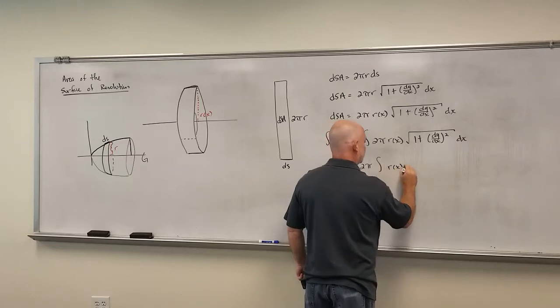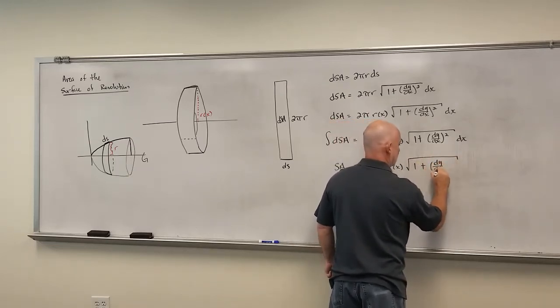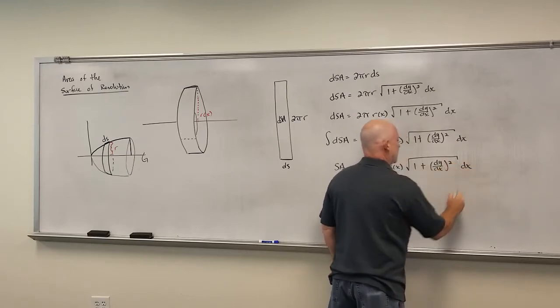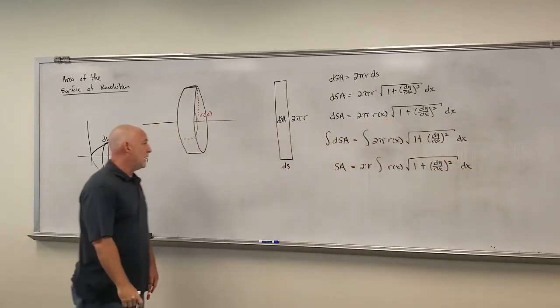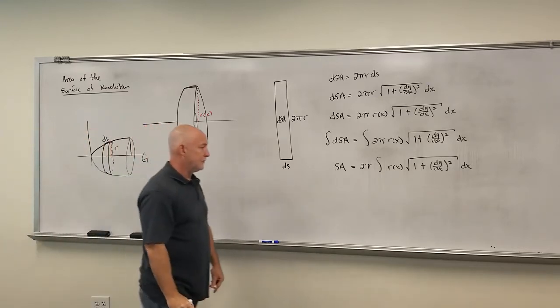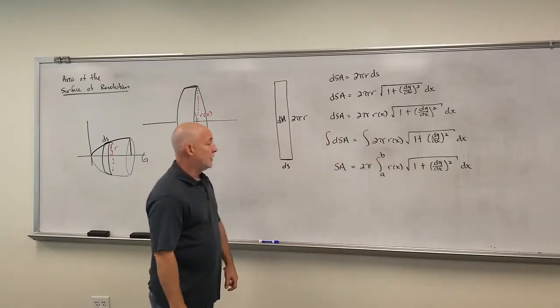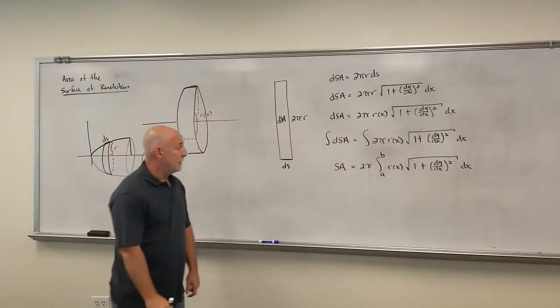So r of x square root 1 plus dy dx squared dx. And since we're integrating in the x direction, generally we want to go over some region, so let's just call this region A to B. Okay, there you go. There's your surface area formula.